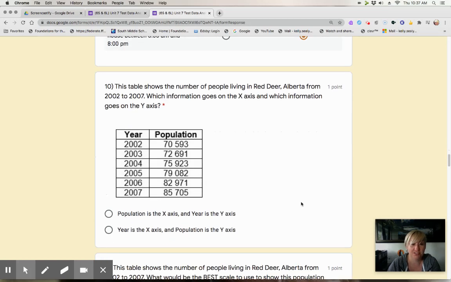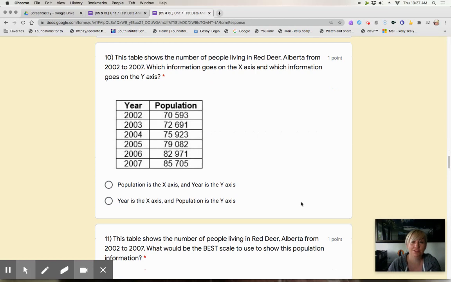Okay, question number 10. This table shows the number of people living in Red Deer, Alberta from 2002 to 2007. Which information goes on the x-axis and which goes on the y? So I've always said that the first column that you see, whether it's along the top or along the left-hand side, has to go on the x-axis. So year should be on the x-axis. That is this selection right here. If the first one goes along the bottom, the horizontal axis, then the second column you see should go along the side, the vertical axis.